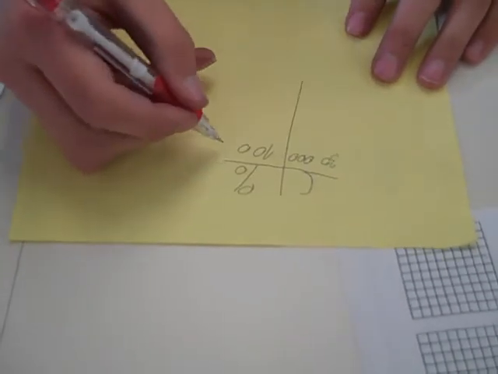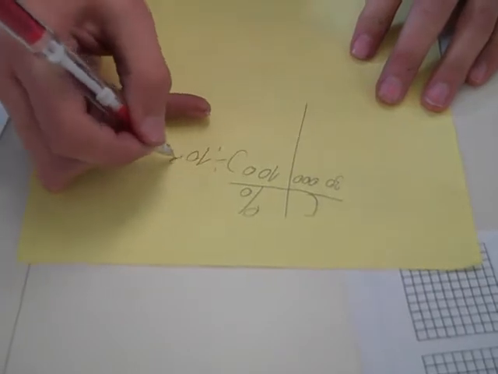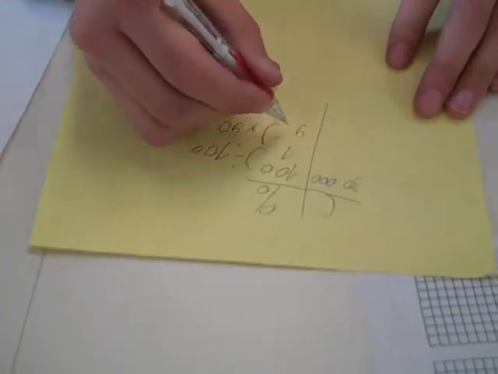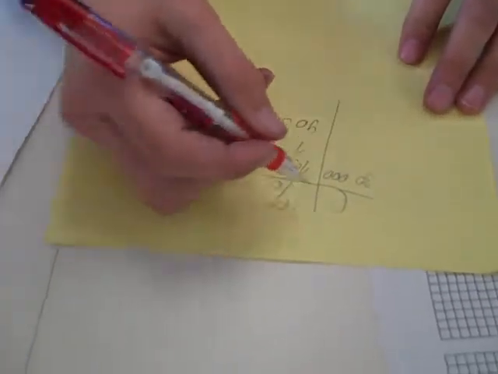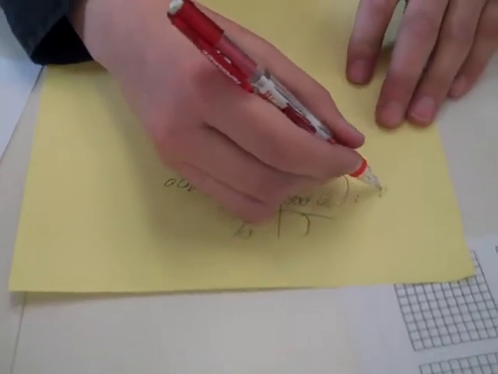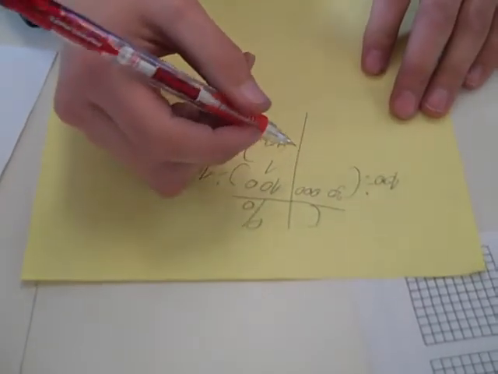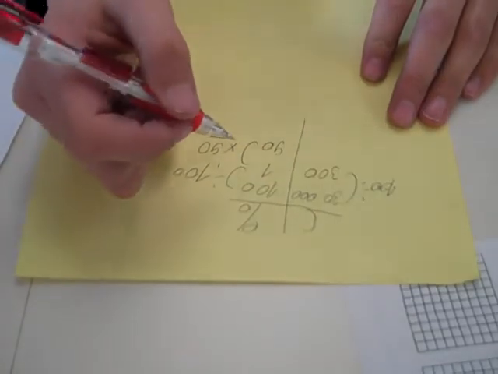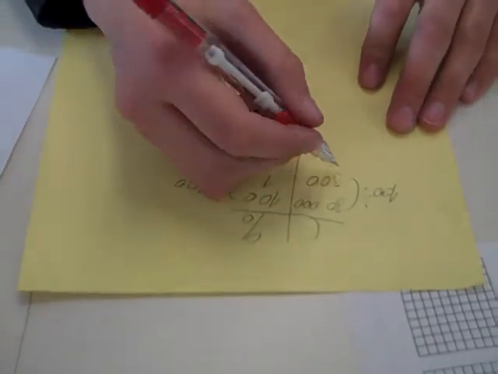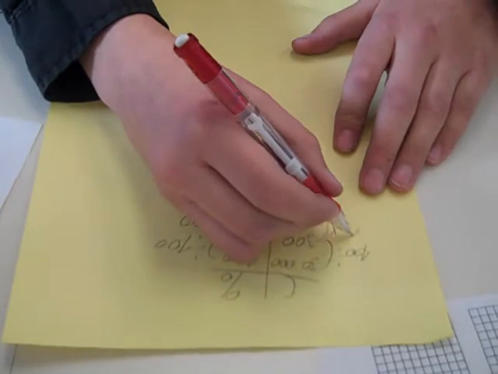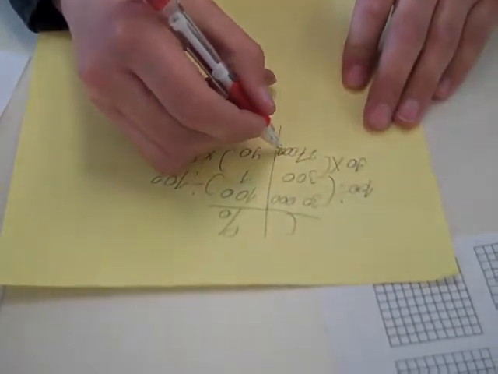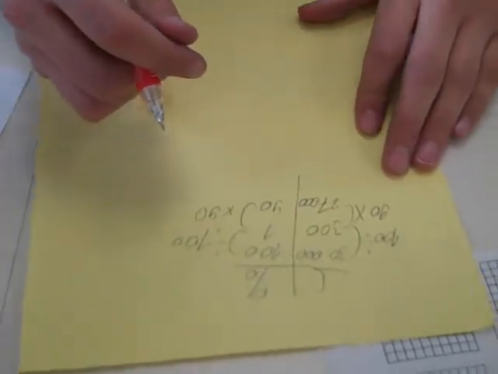You divide it by 100, which makes 1. Then you times it by 90 to get the 90%. Then you do the same thing to the other side, which in this case makes 300. Then you times that by 90, which makes 27,000. And that's basically how you do it.